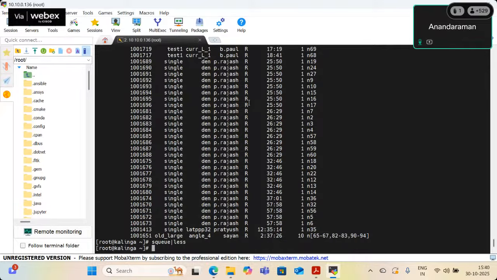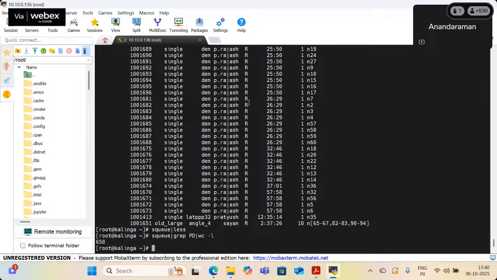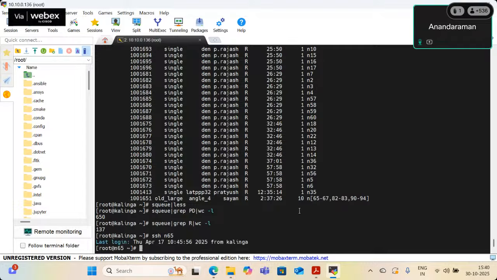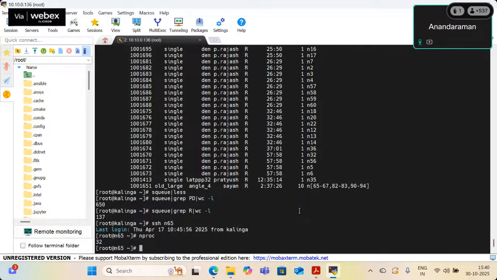Now I'm just counting it, grep PD and wc -l. There are 650 pending jobs, and 137 running jobs now. For example, if I take this job, it is running on 10 nodes. Each node has 32 cores, which means it is running on 320 cores.